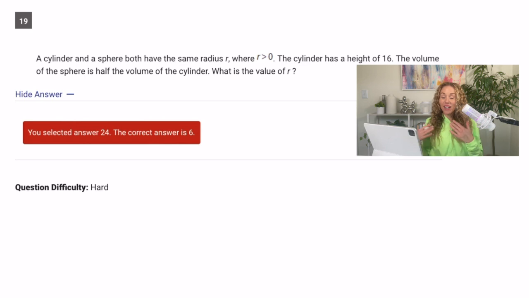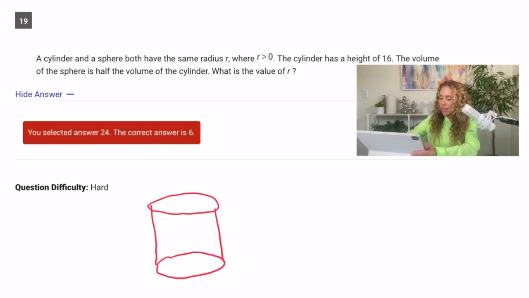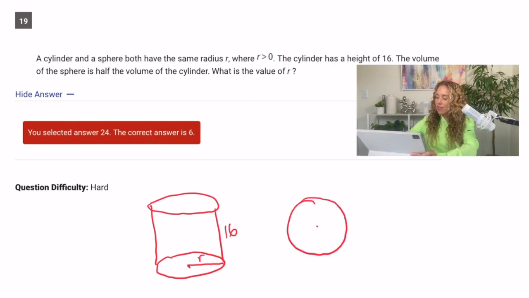Okay, 19. Talking about a cylinder and a radius, same situation. I think you guys should start by drawing a picture. So we have a cylinder, height is 16, radius is r. Then we have a sphere, radius again is r. Now they said the volume of the sphere is half the volume of the cylinder. More to come on that. But first, we should know the volume formulas for each.